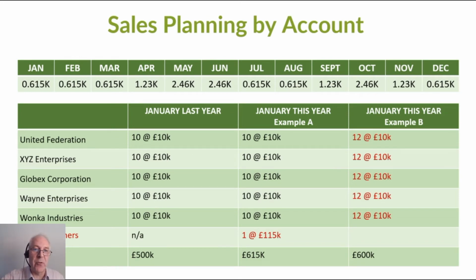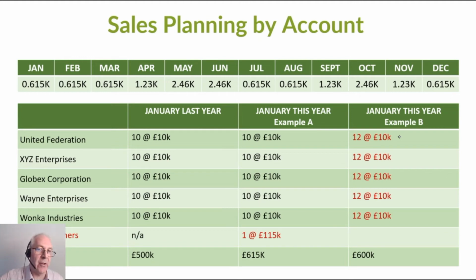Now, the first option, example A on the screen, is where you're adding another account. You add one more account, and that one account is going to deliver 115k in revenue, which will bump you up from the 500 to the 615. The other way to do it is to add the actual increase in revenue to each of the accounts. So you sold 10 widgets to United Federation last January, and you're going to be selling 12 widgets to them this January.